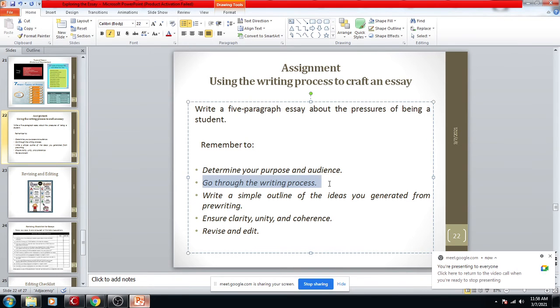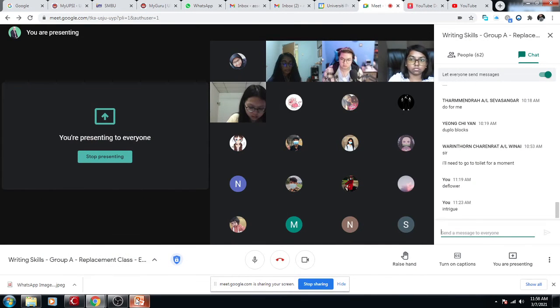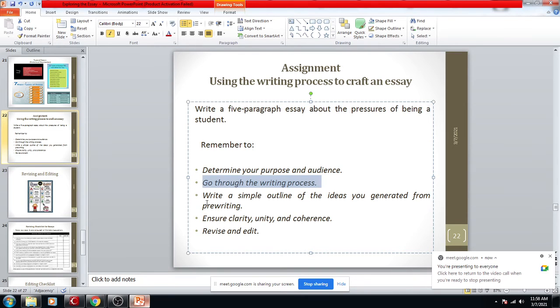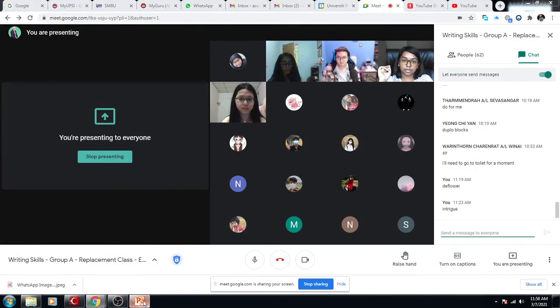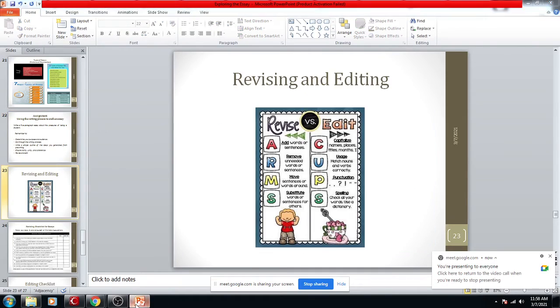Go through the writing process: pre-writing, writing or drafting, and then revising and editing. Write a simple outline of the ideas you generated from pre-writing. Ensure clarity, unity, and coherence, in addition to purpose and audience, the 5 elements of good writing. Revise and edit. Remember, when you revise, to look at the ARMS and the CUPS, as we said in the last class when we talked about revising and editing.